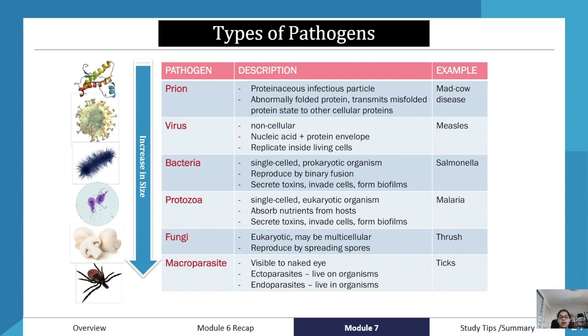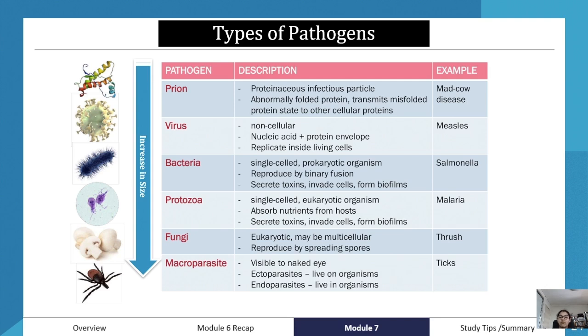Then we've got protozoa. So now we go into eukaryotic organisms. Single-celled, it's a eukaryotic organism, and it basically absorbs nutrients from hosts. It secretes toxins, invades cells, and forms biofilms as well. An example of a protozoa is malaria, and we will talk about malaria in like one second. Finally, no, actually we've got two more to go. So we've got fungi, which is eukaryotic. It can be multicellular, and it reproduces by spreading spores. An example of a disease is thrush.